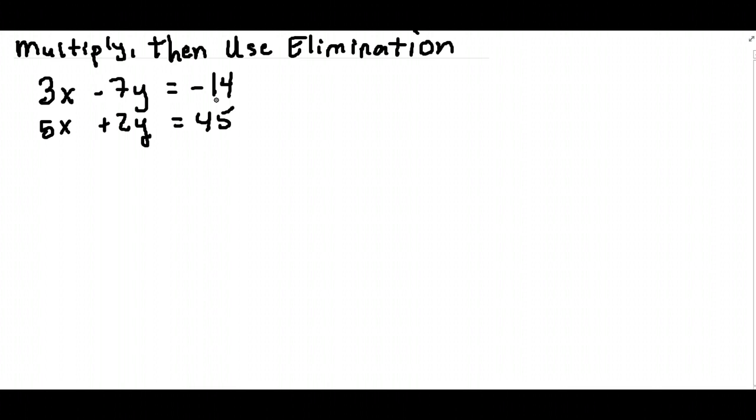So basically, we need to ask ourselves, okay, how can we multiply each equation to make one of the variables drop out?